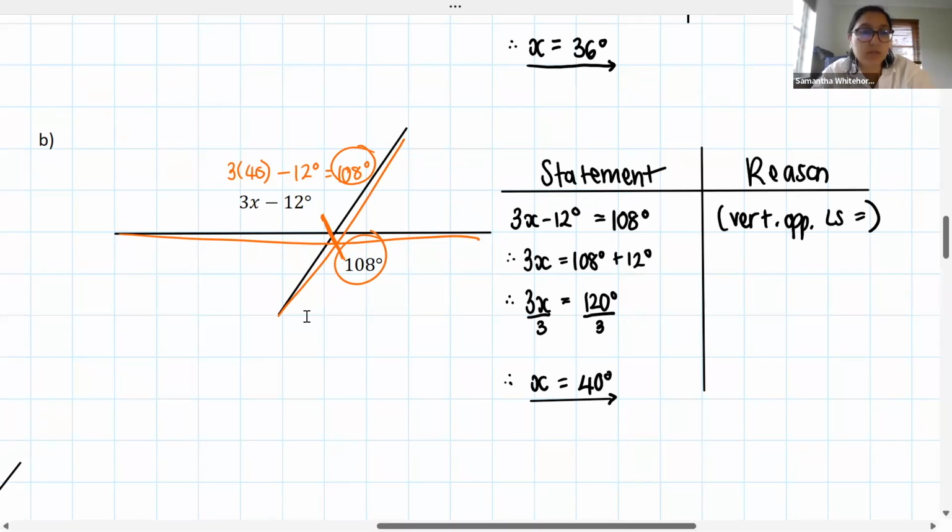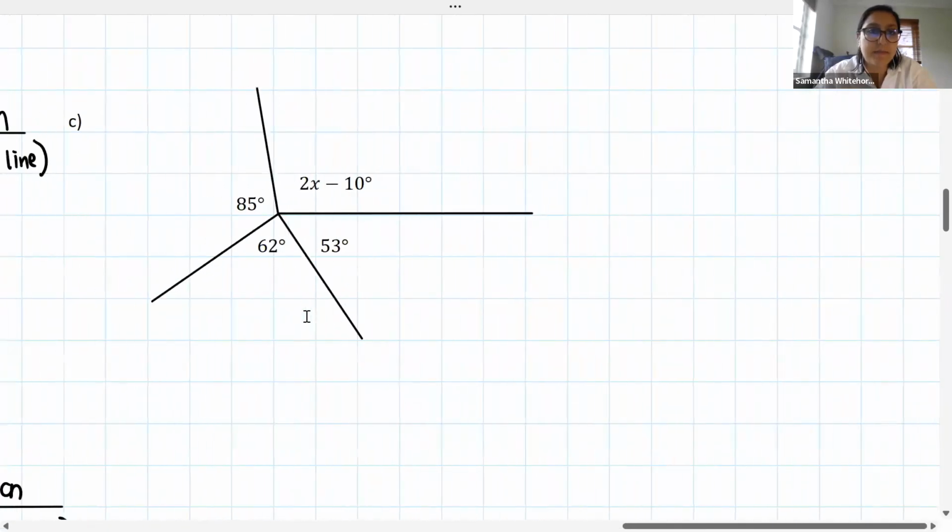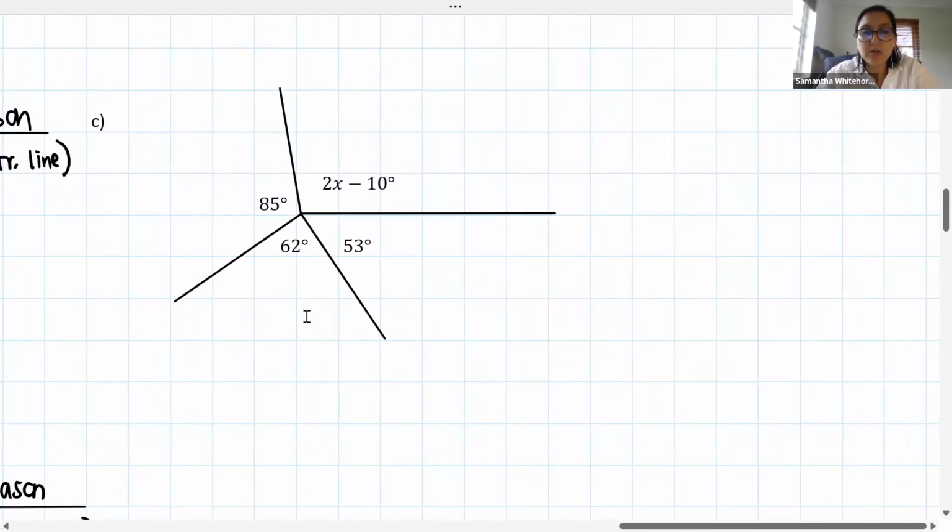Alrighty, again, I will make this smaller in a second or two for you guys to screenshot, but let's have a look at question C. Alrighty, so take a look at question C, and then again, hands up, who can tell me what reason they think we can use here to go and solve for x?